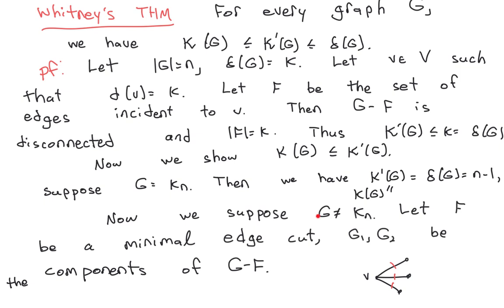But for now, suppose you do not have a complete graph. So this means that there exist two vertices that don't have an edge between them. Then a lot of the rest of the proof is going to be finding a way to disconnect those two vertices from each other. So suppose we have a minimal edge cut F, and we're going to let G1 and G2 be the components of G minus F.